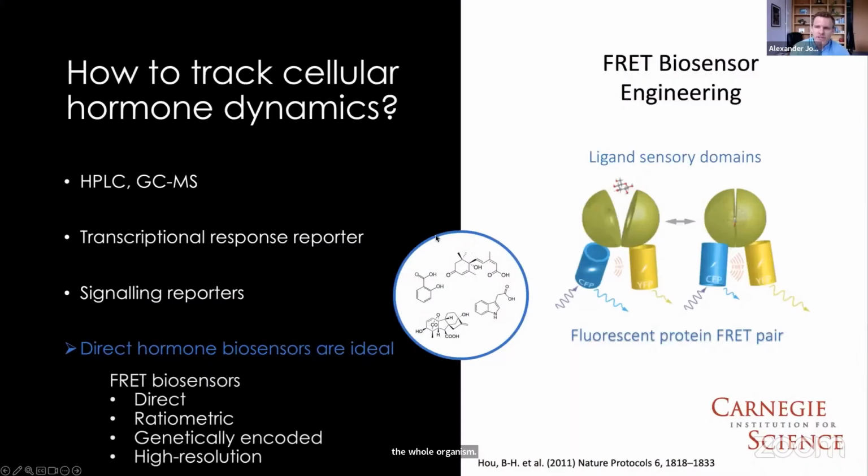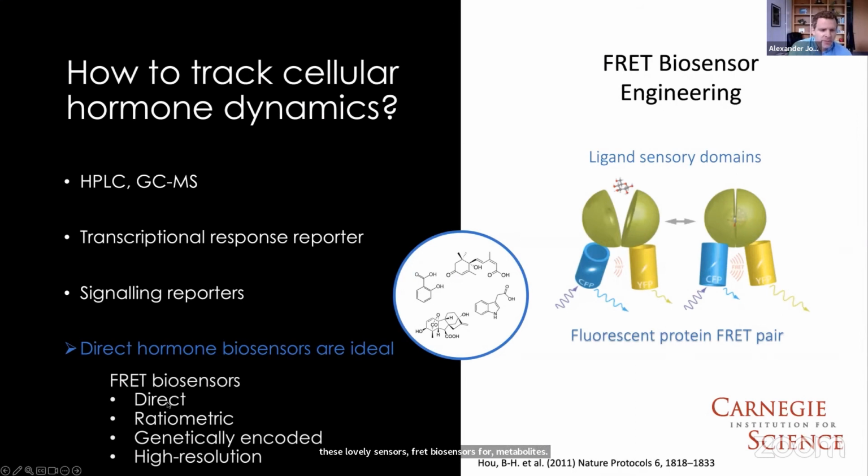So I've actually been interested in tracking cellular hormodynamics for a long time, like I said. In my undergraduate, I was working on signaling reporters for auxin. In my PhD, I did HPLC and transcriptional response reporters for salicylic acid. At the end of my PhD, I realized this is not the best way to do this. So Wolf Frommer at Carnegie Institution was developing these lovely sensors, FRET biosensors for metabolites. And I thought that's the way to do it.